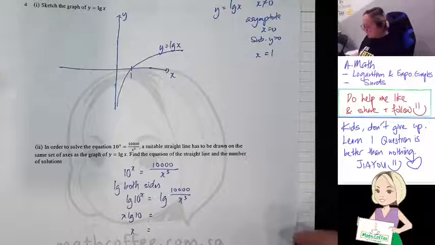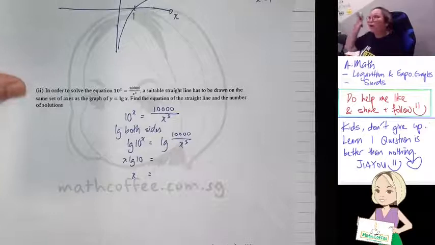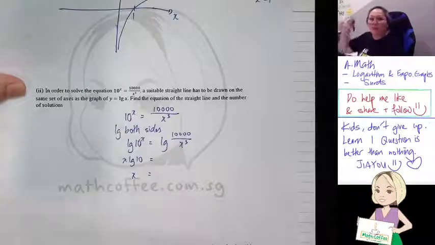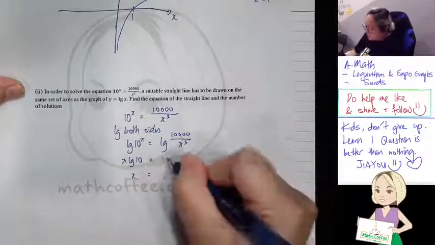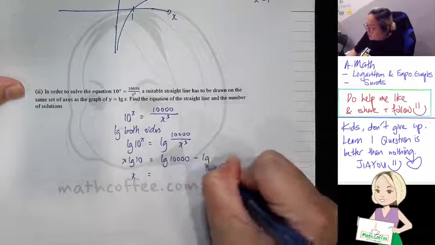Okay, so now let's take a look. Logarithm law: when you see divide, you can split it. Divide splits into minus. So actually this one becomes log 10,000 minus log x cubed.